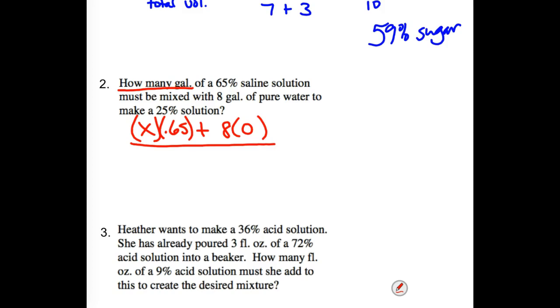How much did we put in there? X plus 8. We added X milliliters to the 8 that we already had. This time, though, we know what we want for a final concentration. 25% would be what decimal? Yes. All right. How do we solve that?